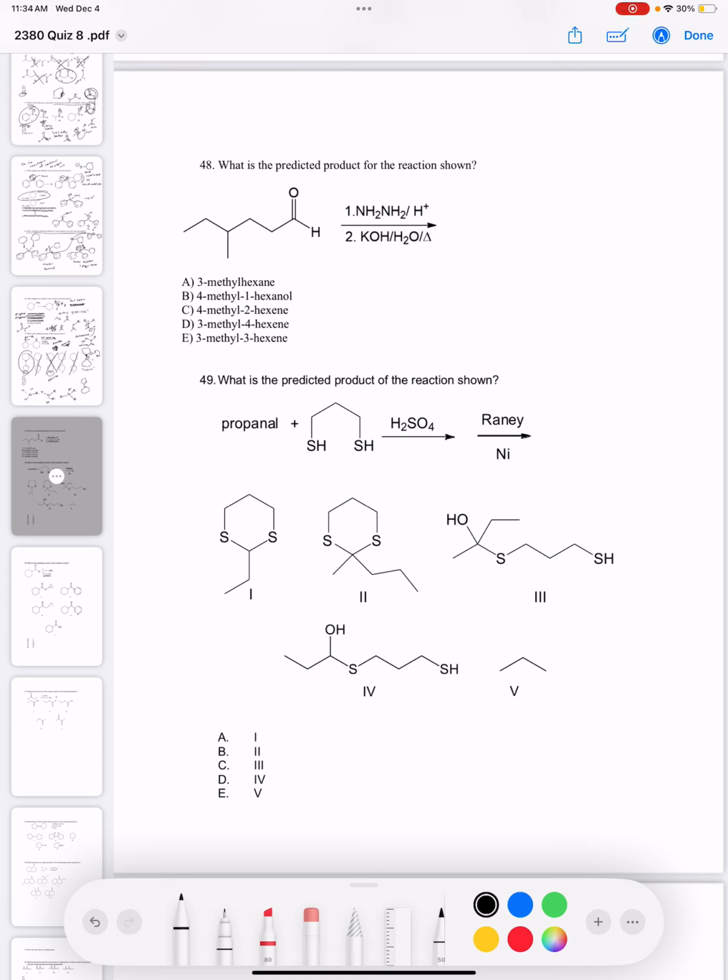Okay, the next one, what is the predicted product for this reaction shown? This is a reduction reaction. Whenever I see this NH2, this is called hydrazine.